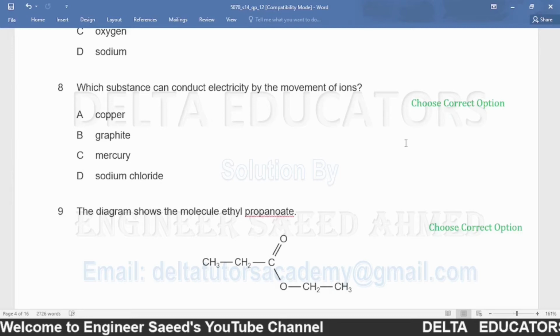D sodium chloride. Sodium chloride is a salt, and we have studied that a salt in a molten state and in aqueous solution is a good conductor of electricity, because of the presence of positive and negative ions. So in sodium chloride, electricity will be conducted because of the movement of ions. So the correct option will be option D.